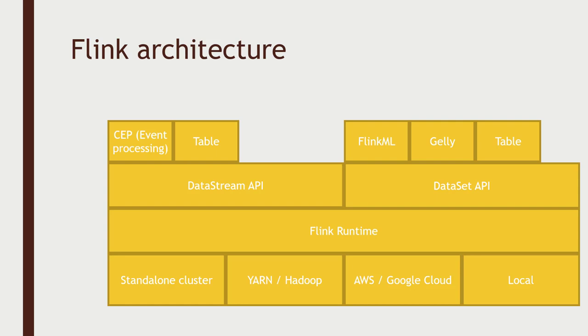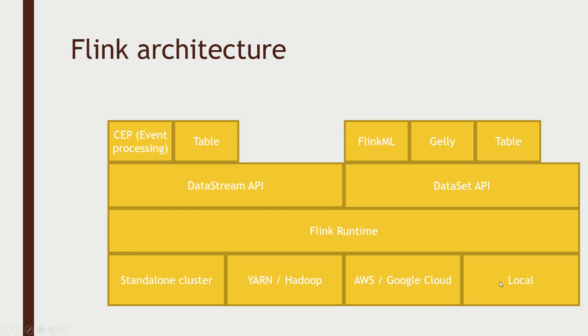A quick view of the Flink architecture. Flink itself is a runtime engine like Spark, and it can run on a standalone cluster that just runs its own thing, like Spark can. It can run on top of YARN on Hadoop, like Spark can. And you can also run YARN and Hadoop on Amazon Web Services or on Google Cloud. So you can run this in the cloud. And you can also run a local version of it if you just want to mess around with it, and that's what we're going to do at the end of this lecture.